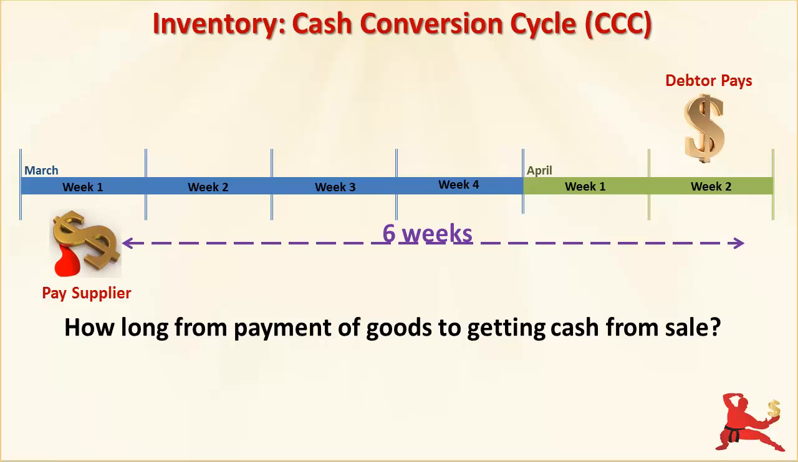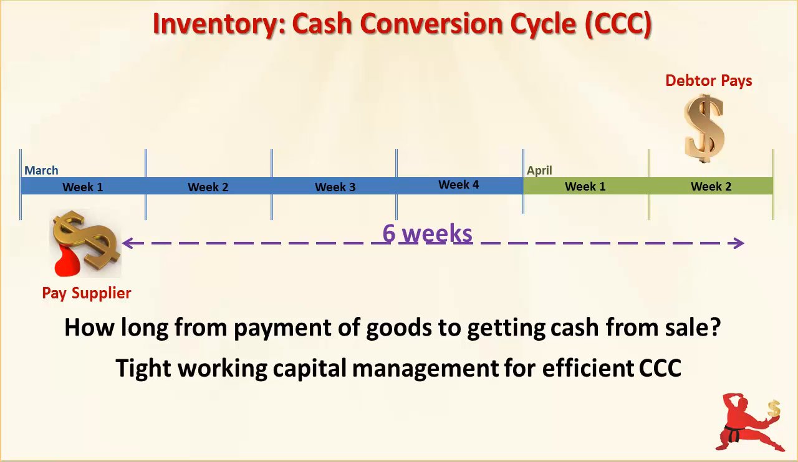It's vital to manage all elements of your working capital cycle very tightly: your inventory holdings and your supply chain, your debtors and your creditors. You want your business's cash conversion cycle to be as efficient as possible.